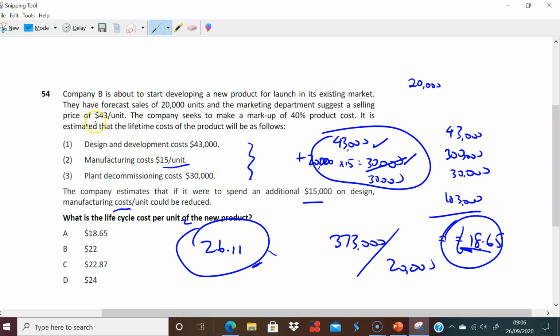If the question had pushed us further, yeah, this 43 is a lot. That's too much probably. You can do it for £26.11 and you're fine, because that's a markup of 40% on the original cost.